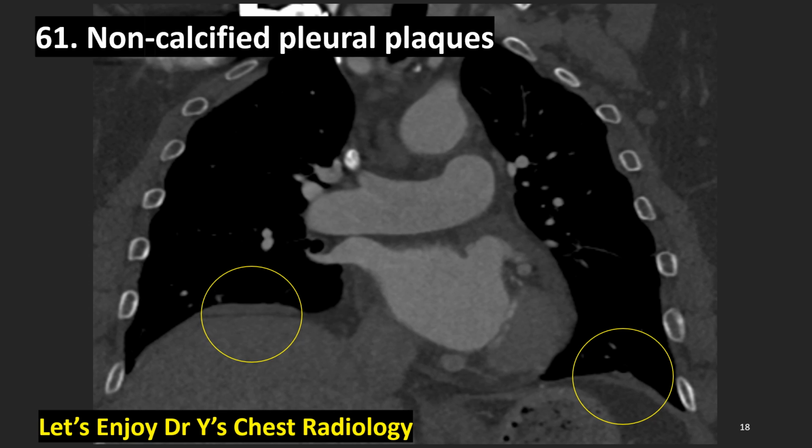of non-calcified, both diaphragmatic pleural, non-calcified plaques. This location, diaphragmatic pleura, is more specific. Even some doctors say pathognomonic of asbestos-related pleural plaque.